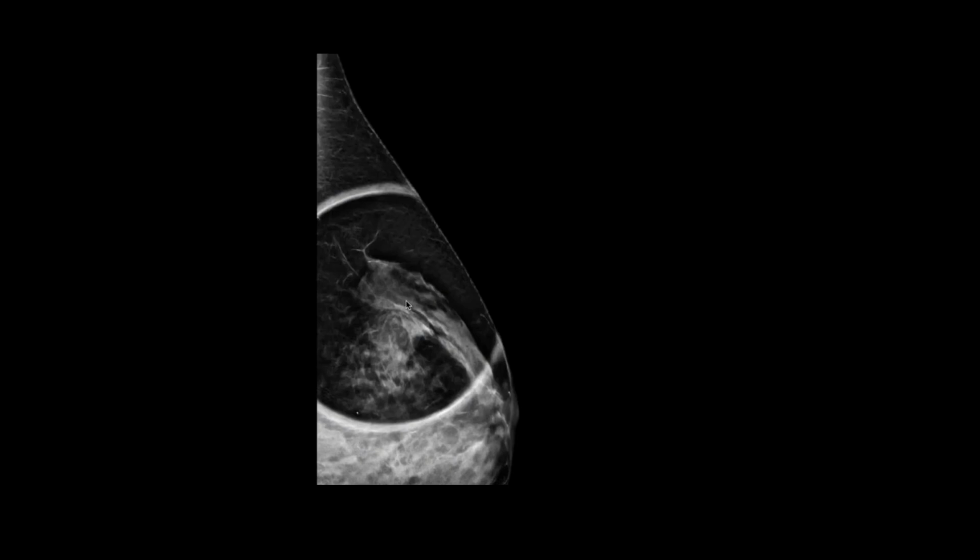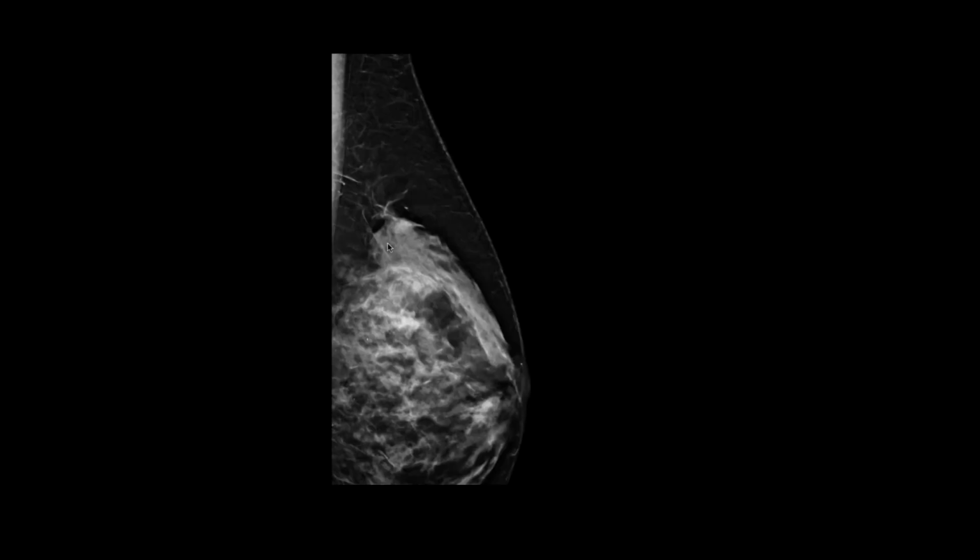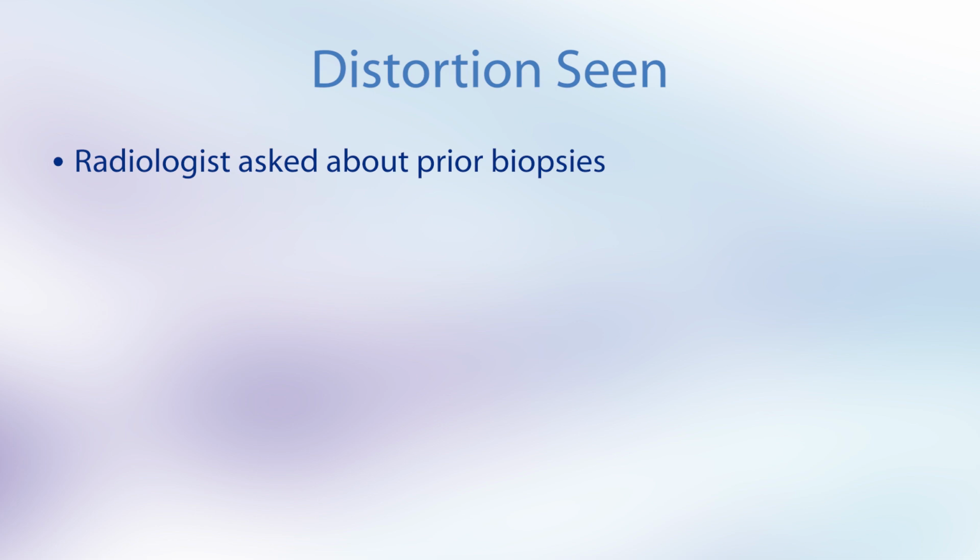When she returned, the technologist did some spot compression views. Here's a spot compression view that was performed, and another projection where there was still some distortion seen. This is her full lateral. When she came in to show me the case, I said, "Are you sure this patient didn't have any biopsies? Can you please go back and just ask her if she had any prior biopsies?"